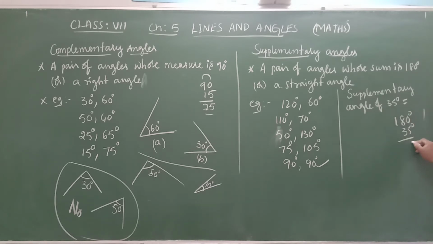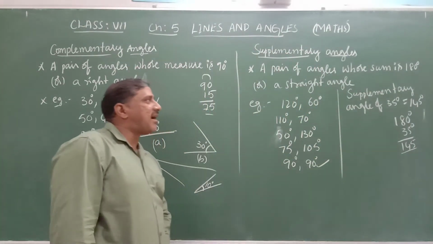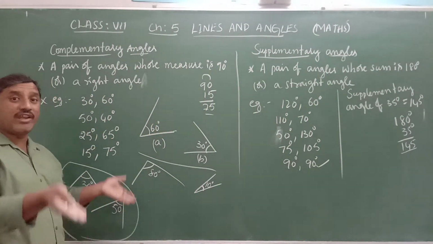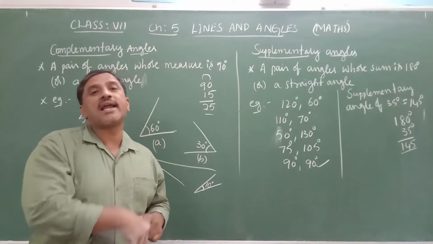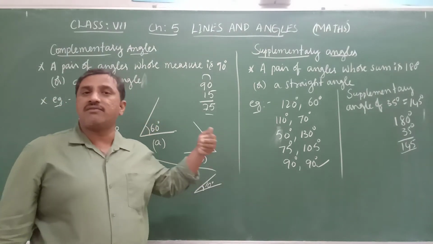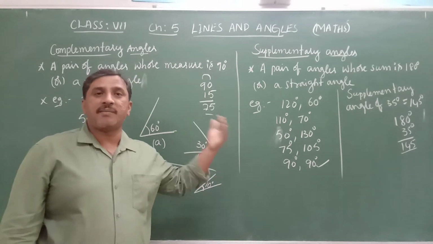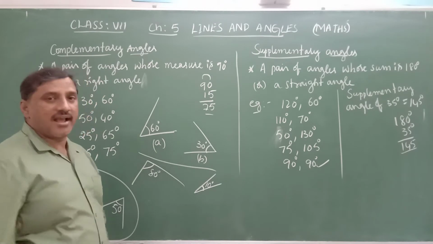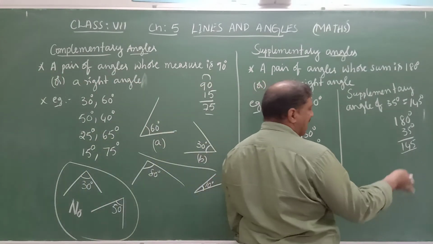So 10 minus 5 is 5, 7 minus 3 is 4, and it is 1. How much is it? 145 degrees. So how can you find the supplementary angle or complementary angle? When we know one angle, by subtracting the known angle from 180 degrees and from 90 degrees respectively, we will get the supplementary angle and the complementary angle. Now we can say whether they are supplementary angles or not.